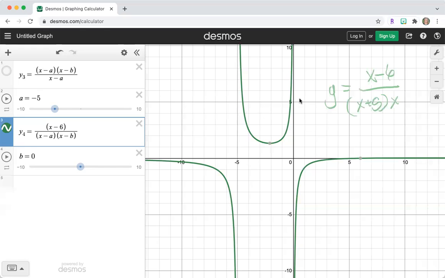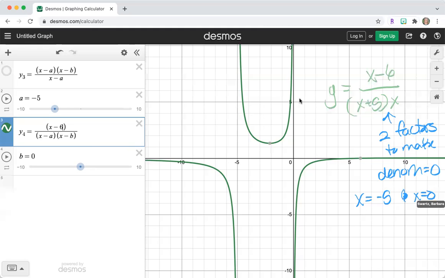We now still have these two factors in the denominator that would make the denominator equal to 0, at x equals -5 and x equals 0. And so how do they show up? Yep, you guessed it, as vertical asymptotes at x equals -5 and x equals 0.